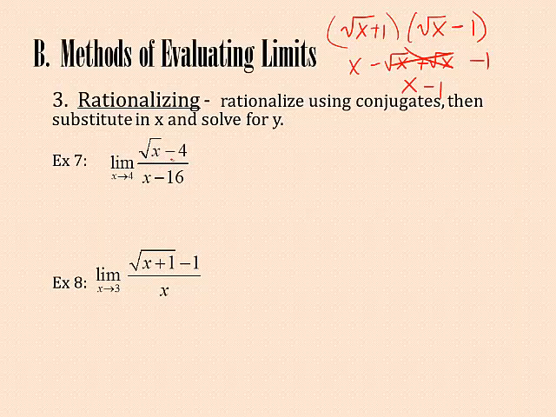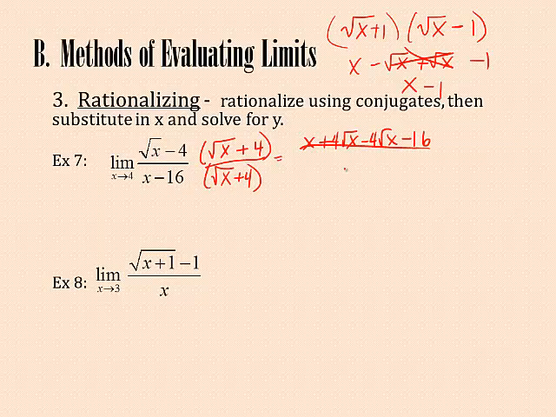So, for example 7 here, I need to multiply by the conjugate of where the radical is. So this is going to be square root of x plus 4 times the square root of x plus 4. All right? What you do on the top, you got to do to the bottom. So if I FOIL this out, I get x plus 4 square roots of x minus 4 square roots of x minus 16 over x square roots of x plus 4x minus 16 square root of x minus 64.